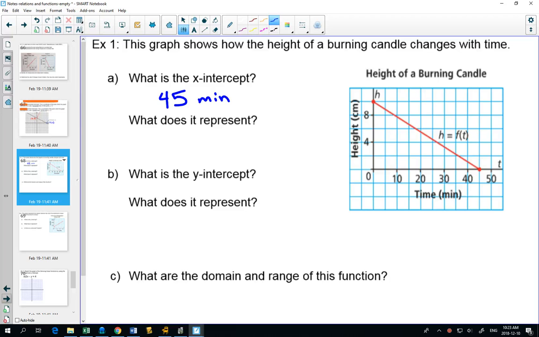When your house is going to burn down? Possibly, right? When there is no candle left, at which time you should blow it out. Otherwise it could be very dangerous.